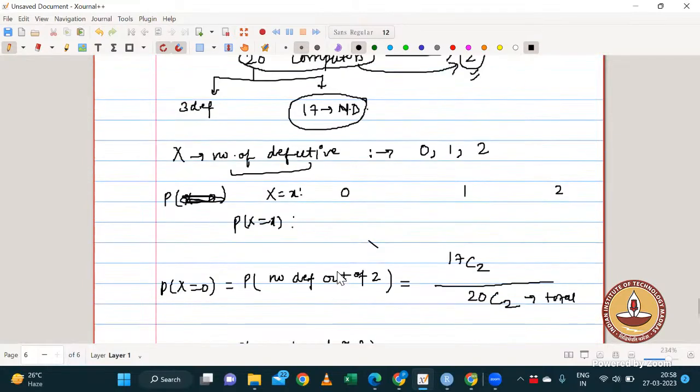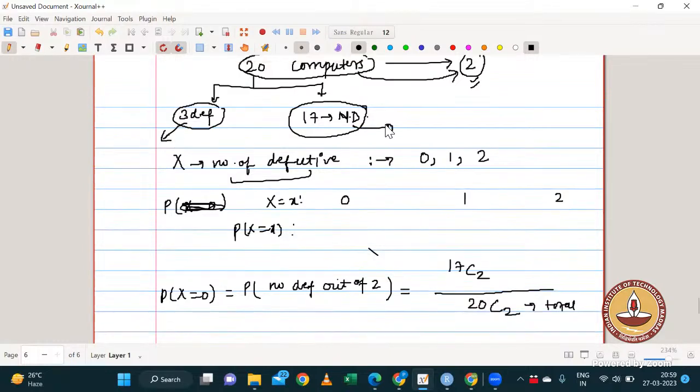How many defectives do we have? 3. That means 1 computer should be from these 3, and the remaining 1 should be from non-defective, because I'm purchasing a total of 2. Correct? So if I'm purchasing 2, one should be from here, one should be from here.